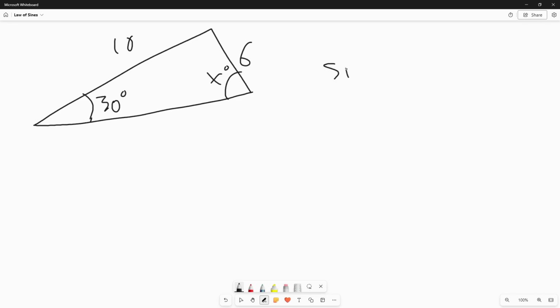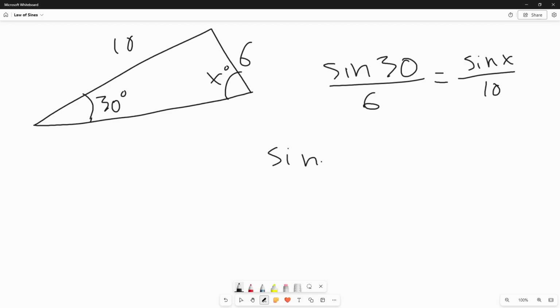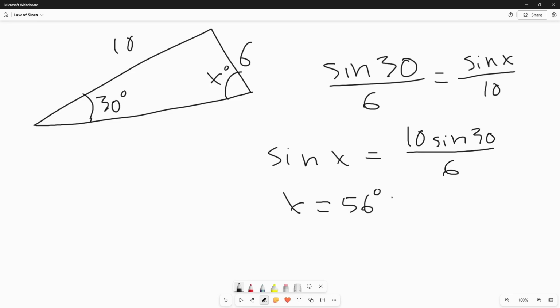So we already know we have 30 degrees is opposite of this side, and we're given the length of it, so sine 30 over 6 is equal to sine x over 10. Multiply both sides by 10, and you get sine x is equal to 10 sine 30 over 6. And if you use the arcsine function on your calculator, you get x is equal to 56 degrees.